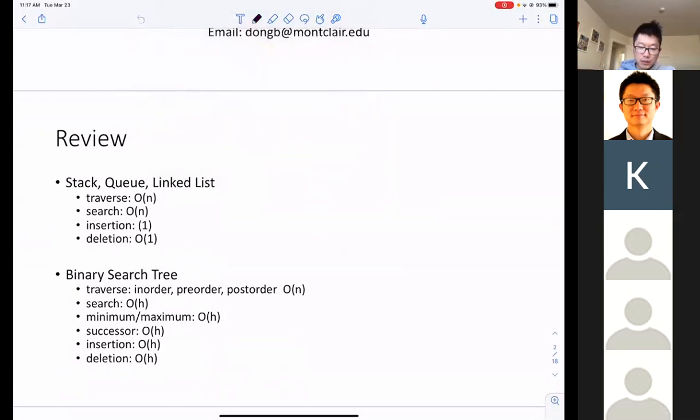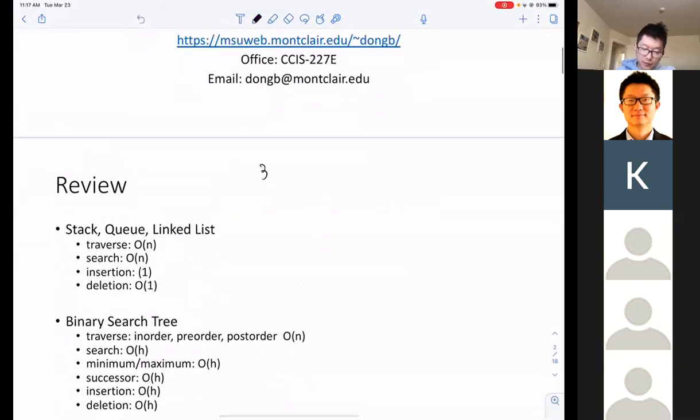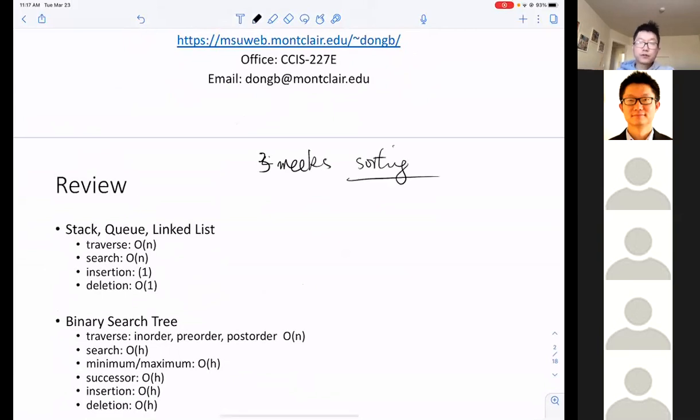So until last lecture, we spent the first 3 weeks on the topic of sorting. So that is our first chapter. We learned 4 different sorting algorithms, and then we spent another 3 weeks on the topic of basic data structures. In total, we learned 6 basic data structures.